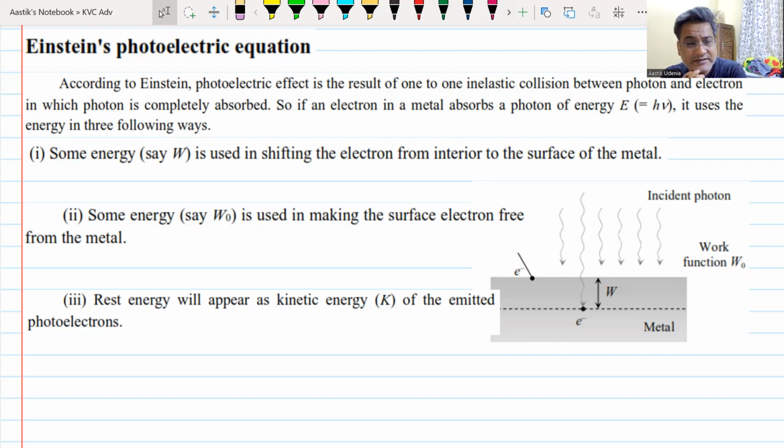Do you know that Einstein got a Nobel Prize in physics? Albert Einstein got a Nobel Prize in physics. Do you know this? Yes, sir. For which work did he get the Nobel Prize in physics?